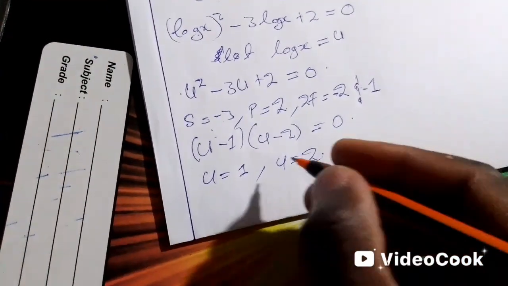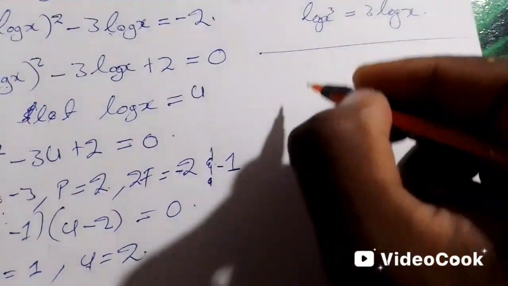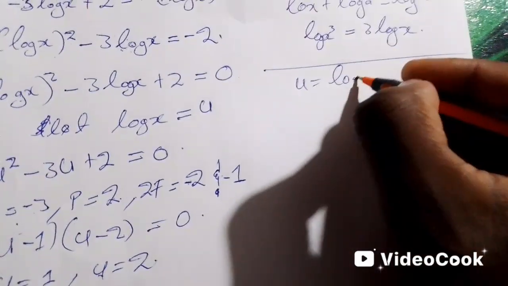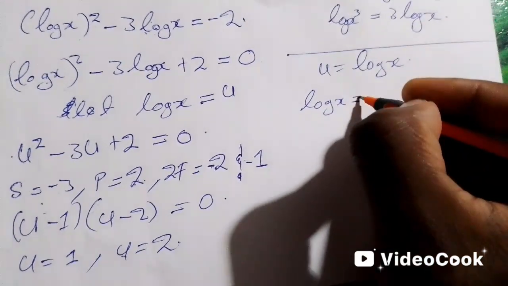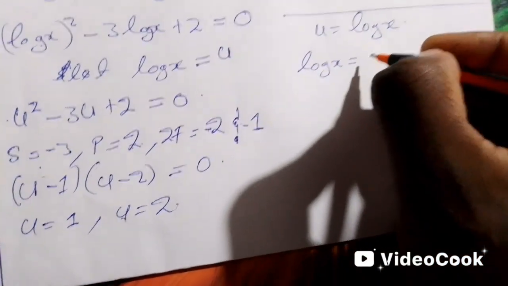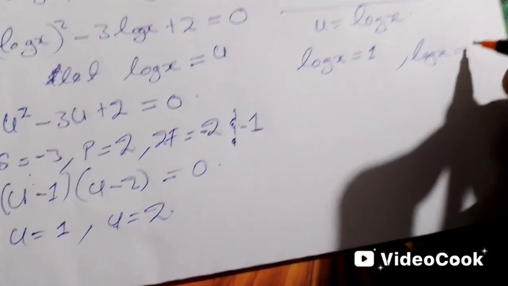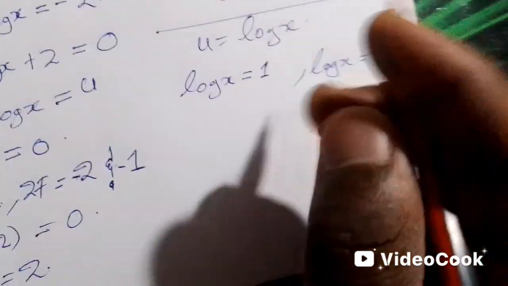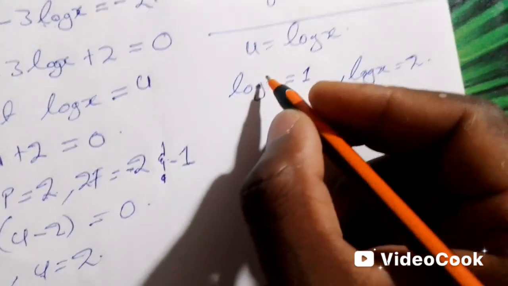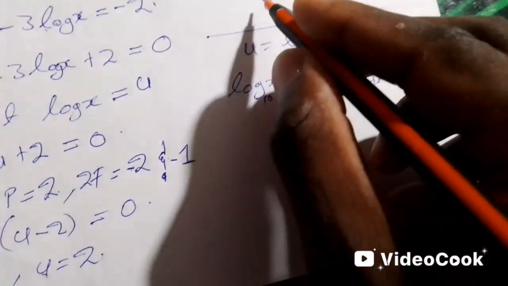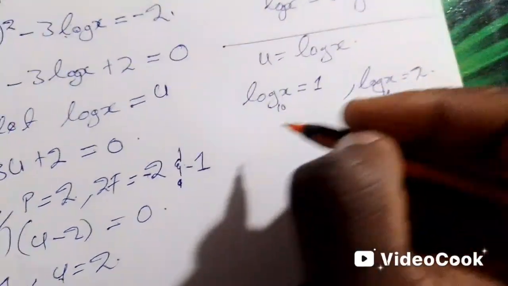And then, knowing that u is equal to log x, I can now repeat: log x is equal to 1, and again log x is equal to 2. Since it's just log x, meaning these have no base written, when a log has no number down there, no base, the base is 10. We take the base to be 10. Please don't forget that.